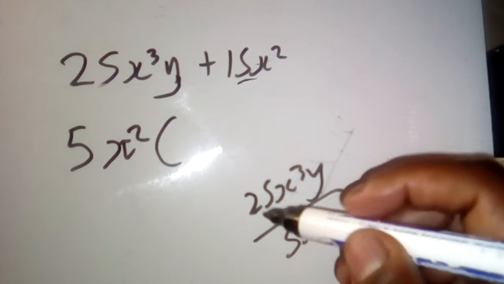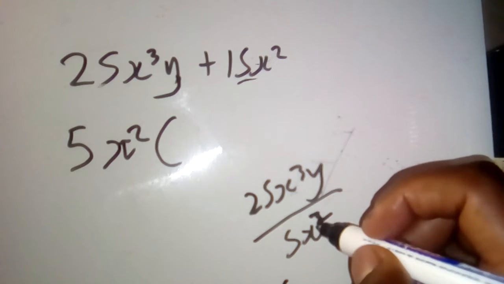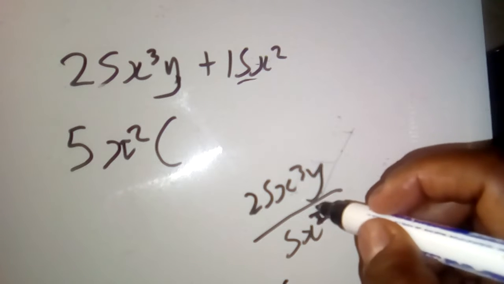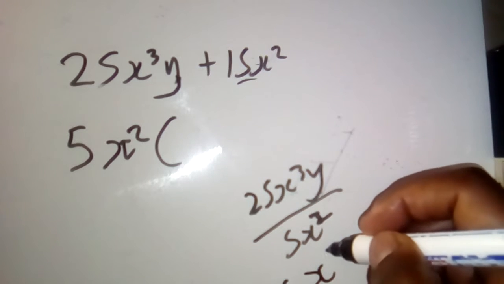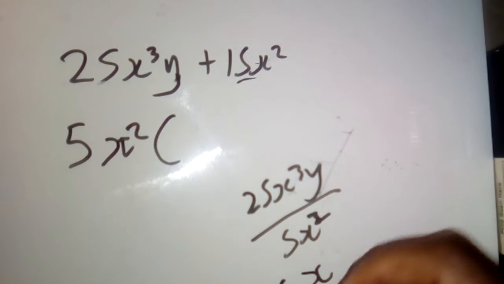So what's going to happen here? 25 divided by 5 is 5. x cubed divided by x squared. When the bases are the same, we subtract the exponents. So 3 minus 2 is 1. So the answer is x to the power of 1. But we don't really need to write x to the power of 1. It's just like writing 1x. So we write it as x.